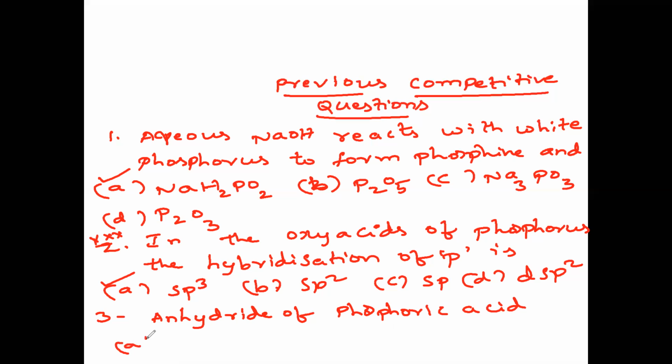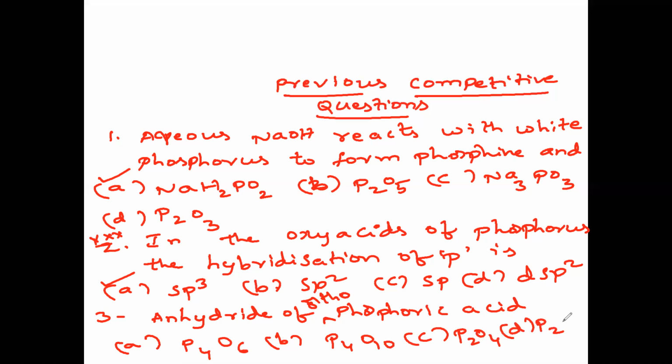Option A, P4O6. Here I forgot to write orthophosphoric acid. Option B, P4O10. Option C, P2O4, and option D, P2O2. So the answer is P4O10, tetraphosphorus decoxide, that is P2O5 again. So this is the anhydride of orthophosphoric acid.